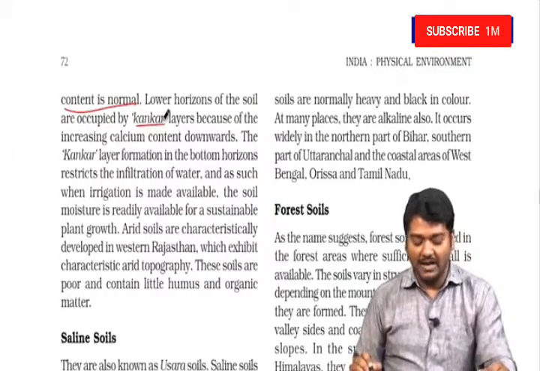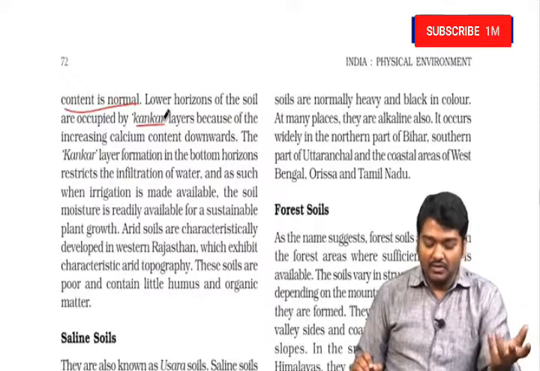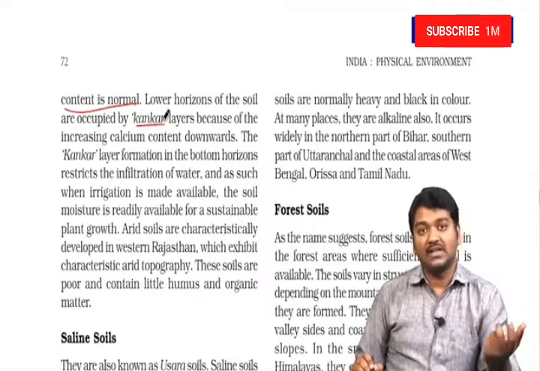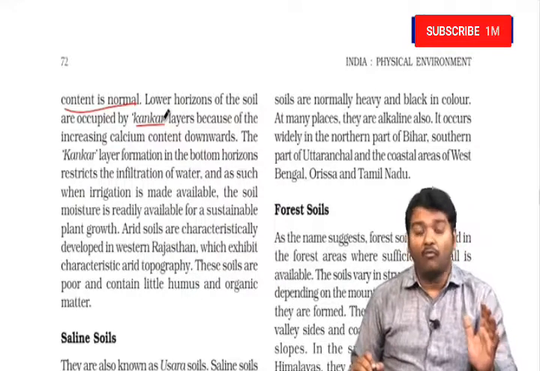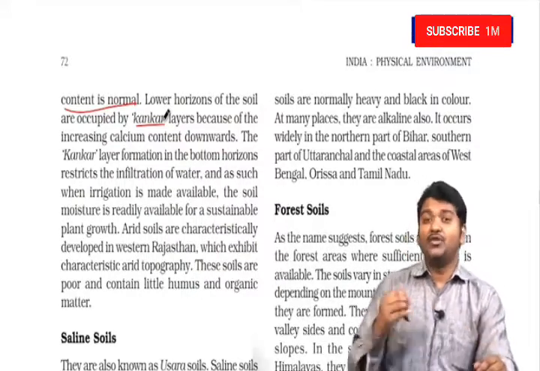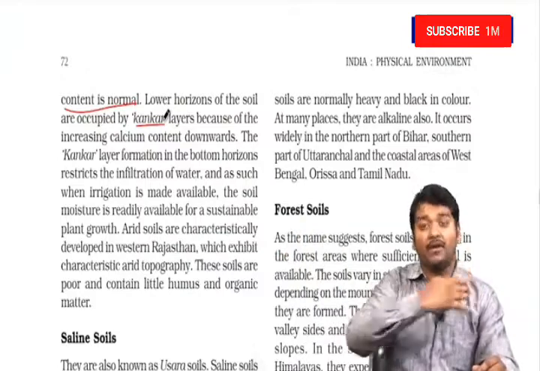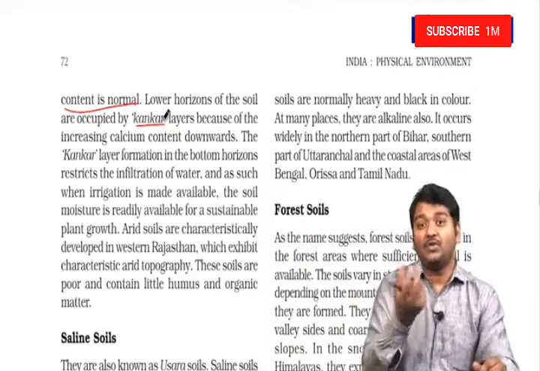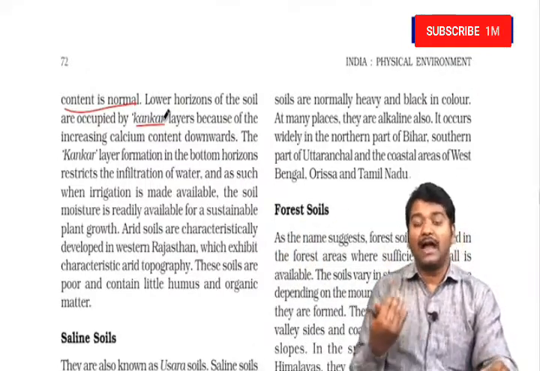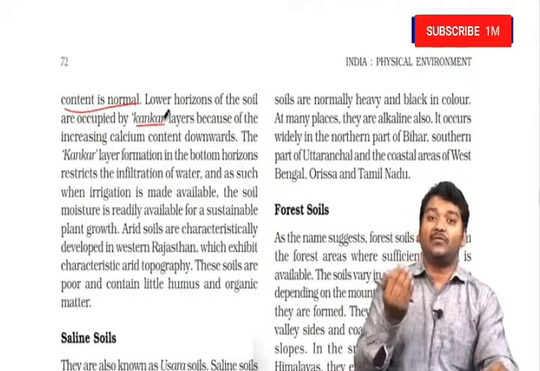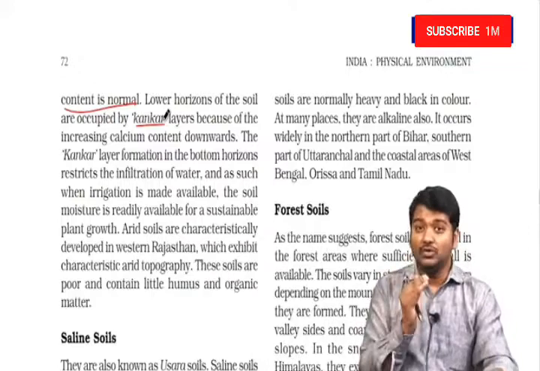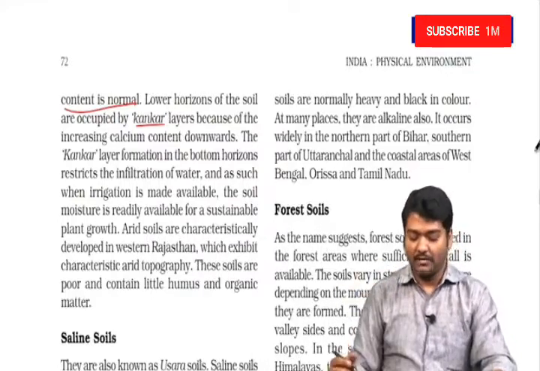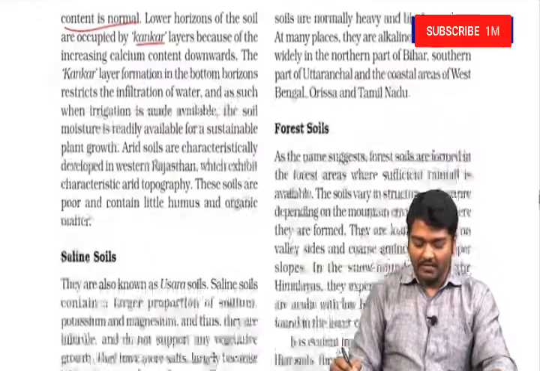Kankar means salt layers are usually there. Where do you see it? Usually you observe it in Rajasthan and Gujarat. But the best part of this is that whenever water is available, you can flush it out. That is, you can remove the salt content and you can actually use the land normally. This is the reason why in Rajasthan, the Indira Gandhi canal from Sutlej is used for cultivation. Right? This is very, very important for us.